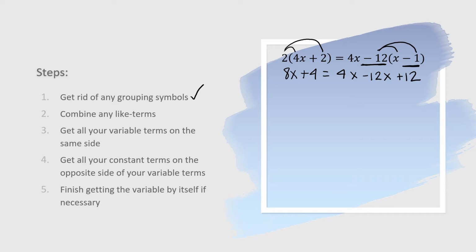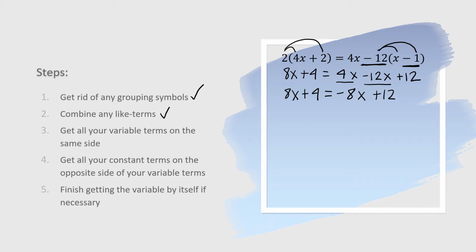The next is just to combine any like terms. The left-hand side, we don't have any like terms, so it's just going to stay as it is. But on the right-hand side, I see we have a 4x and a minus 12x. So we can go ahead and combine those two together. Everything else will stay the same. That'll get us a negative 8x, and the 12 will just carry down.